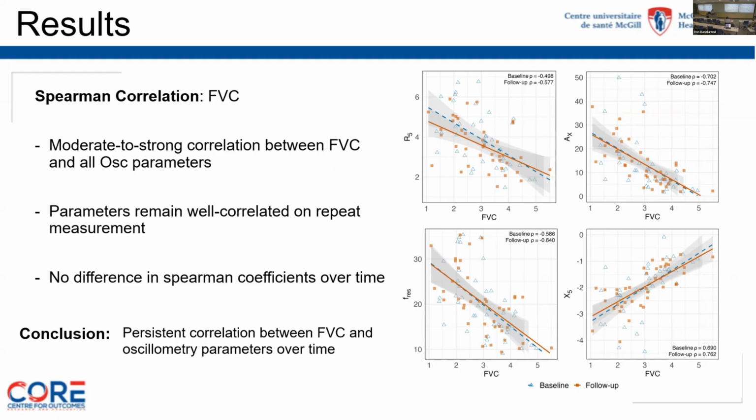So parameters remained well correlated over time at both the baseline and at follow-up. And more interestingly, there was no difference in Spearman correlation coefficients when compared between time points. So the conclusion we drew from this is that there is a persistent correlation. There are persistent correlations present on single time point measurement of FVC and different oscillometry parameters.